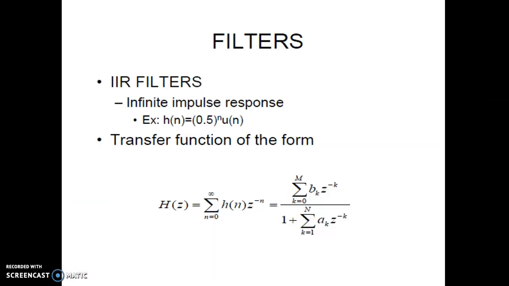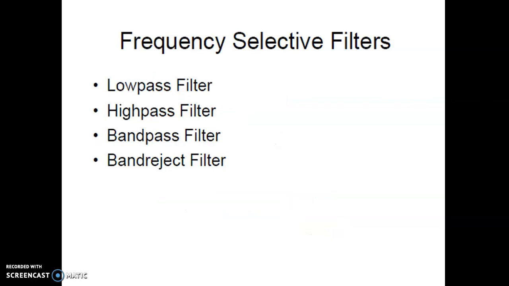So if you really look at an infinite impulse response filter, the transfer function is given by H(z) equals summation k equals 0 to M of b_k z^(-k), divided by 1 plus summation k equals 1 to N of a_k z^(-k).